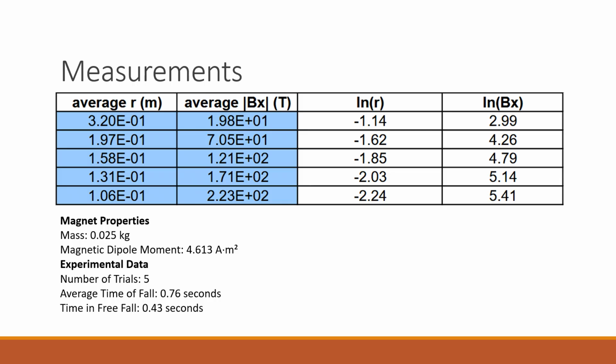These are our measurements: the distance, average magnetic field, absolute average magnetic field, the natural log of R, which is distance, and the natural log of the magnetic field. For the magnet properties, we measured it. It was 0.025 kilograms, and the magnetic dipole moment was 4.6 amperes per meter squared. For the experimental data, we did 5 trials, the average time was 0.76 seconds, and the time in free fall was 0.43 seconds.